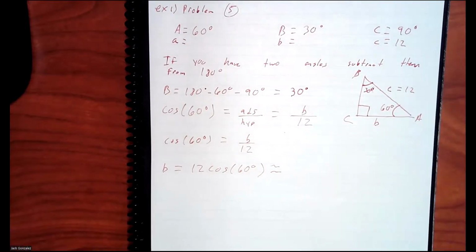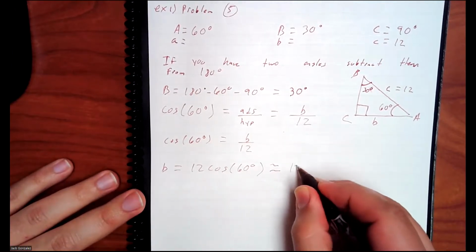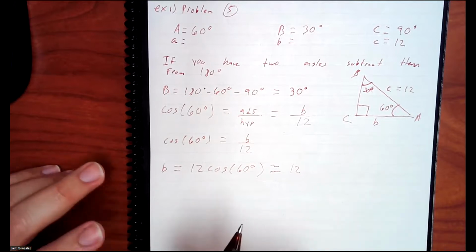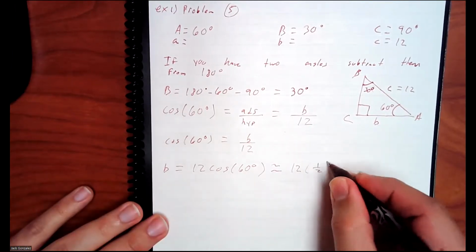Well, that's not true. 60 is on the unit circle. It's a nice angle, right? Cosine of 60. Half. Remember? I believe that's going to be 1/2. Let's see if I have my circle somewhere. Yeah, it's a half.